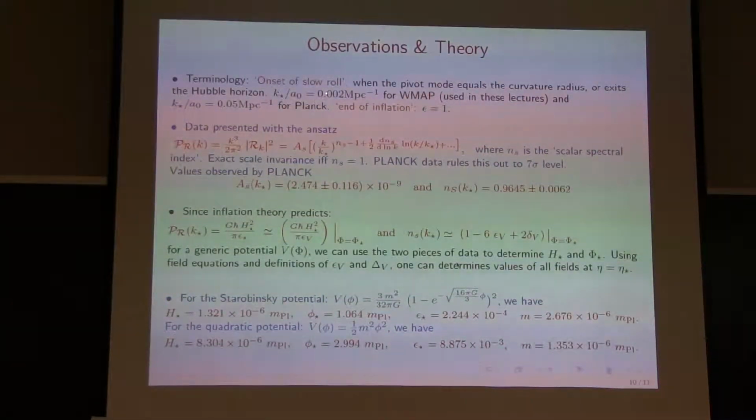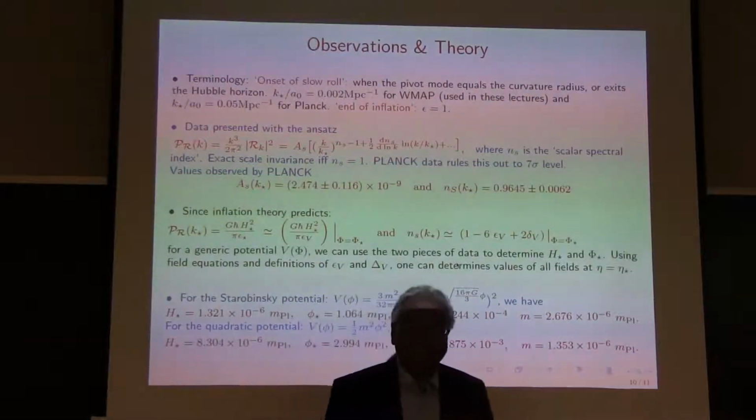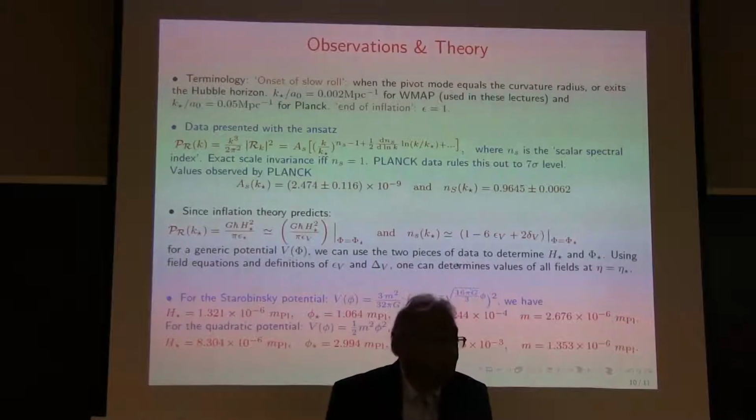And k star upon a naught, where a naught is today's scale factor, should be about 0.002 megaparsec minus 1. This is for WMAP, and that is what I used in these lectures. And k naught for Planck is slightly different, but like I said, we can just convert one to the other. The idea is that at the beginning of inflation, these slow roll parameters epsilon are very small.